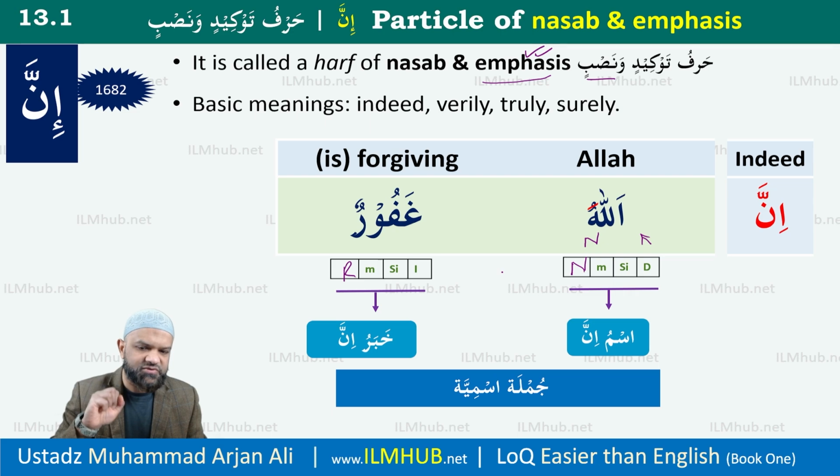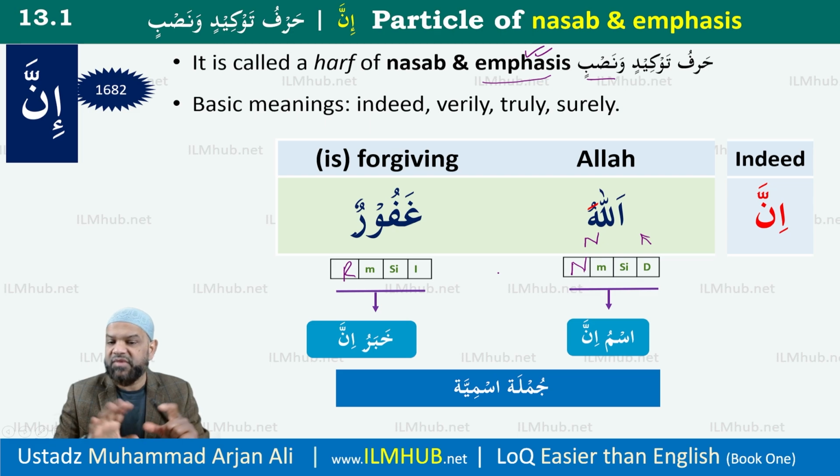Again, I mentioned to you at the beginning that there are 6 of these words that convert the subject to nasab: inna, anna, ka'anna, layta, lakinna, la'alla. All of them have different meanings. Just like the huruf of jar that we did, remember? Ba, ta, kaf, lam, wa, min, fi, an, ala, hatta, ila. Those ones that we studied. They convert to jar. These convert to nasab.